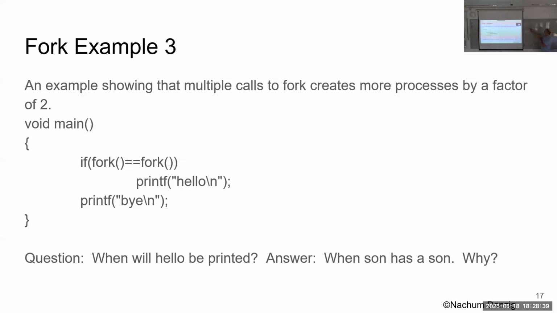When the child, who was 0, creates a child. When the child has a child, they're both going to be 0. So it's going to print hello how many times?